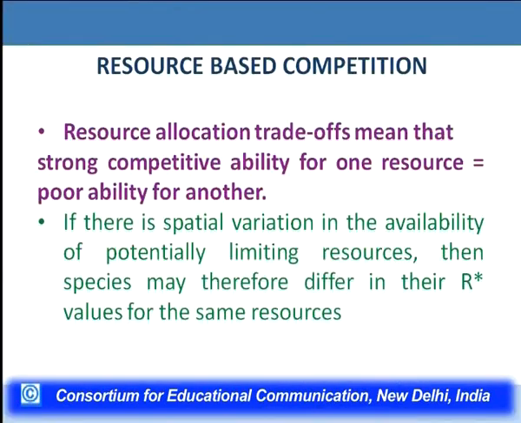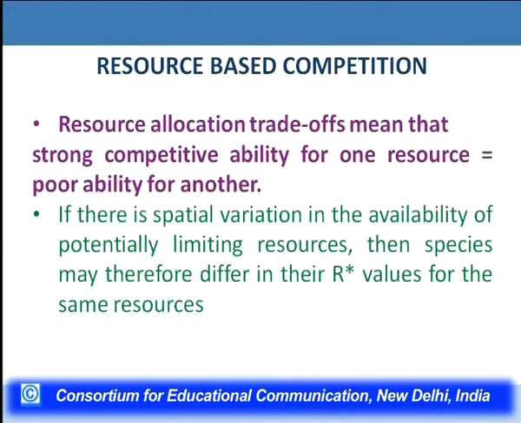So the population will neither increase nor decrease in size. This hypothesis says that there is basically a trade-off, which means that if there is strong competitive ability for one resource, then there will be poor ability for another resource. So I'll be talking about how it happens for two species.